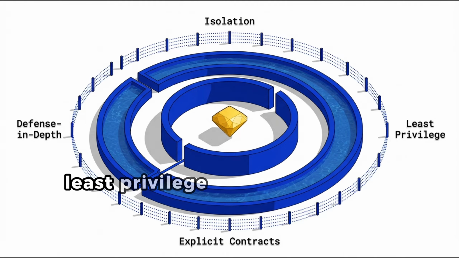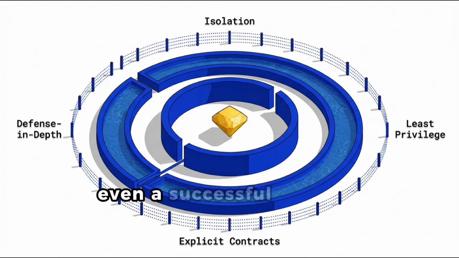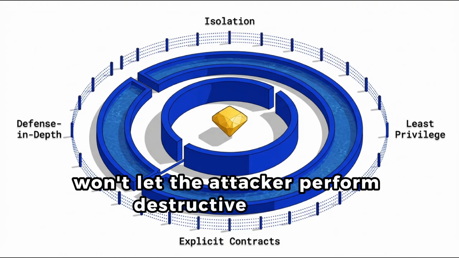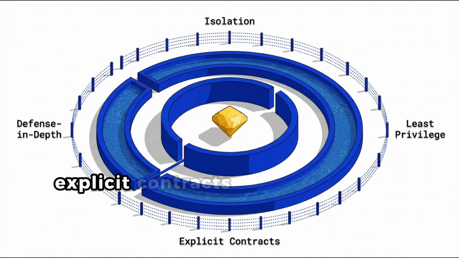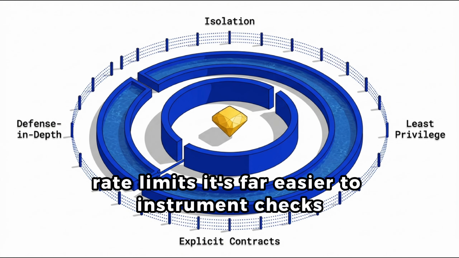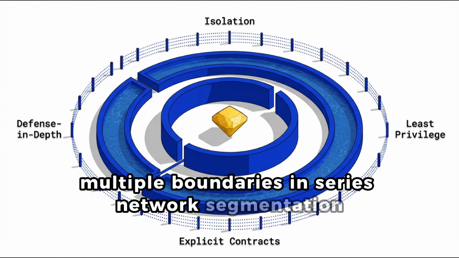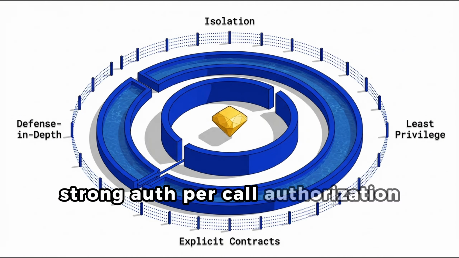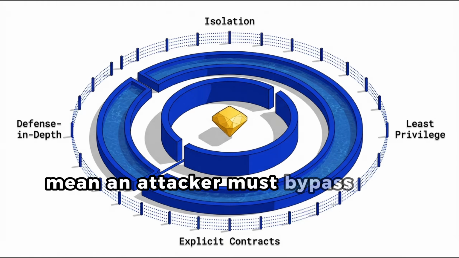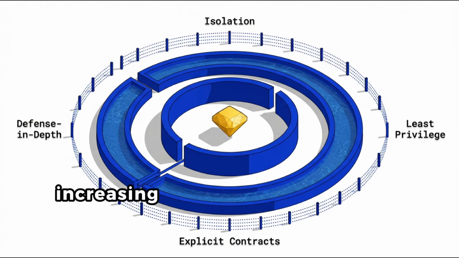Second, least privilege reduces available exploits. If a service only has read access to what it needs, even a successful crossing won't let the attacker perform destructive actions. Third, explicit contracts make validation simple. When you precisely define what is allowed at the boundary, message formats, authentication, rate limits, it's far easier to instrument checks and detect anomalies. Fourth, defense in depth slows an attacker. Multiple boundaries in series, network segmentation, strong auth, per call authorization, logging, mean an attacker must bypass many independent controls, increasing the chance of detection.